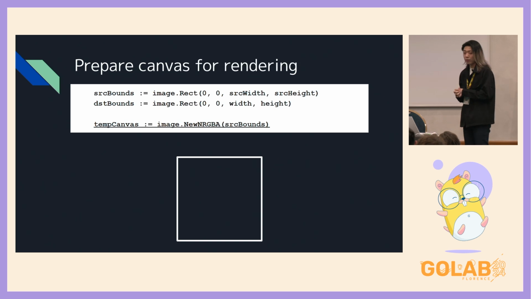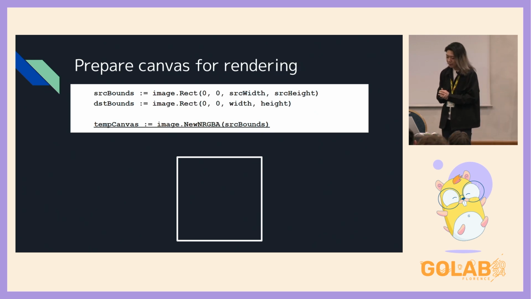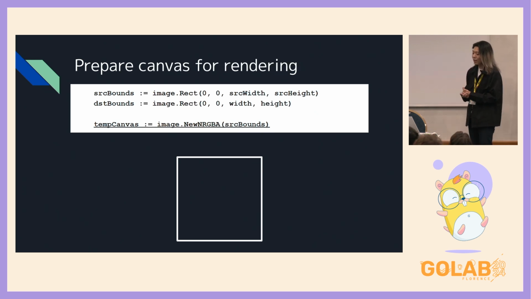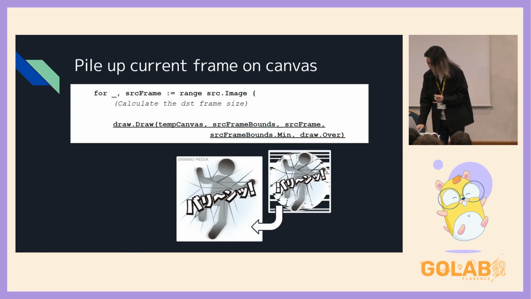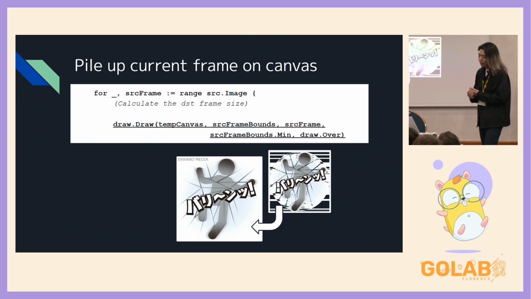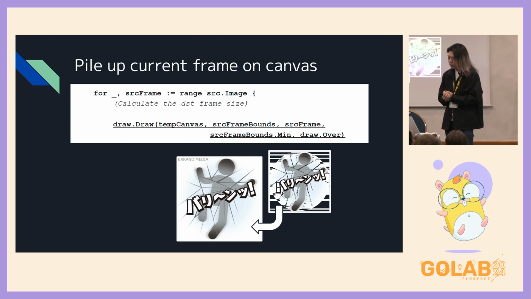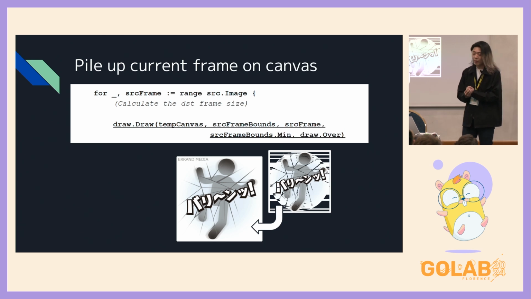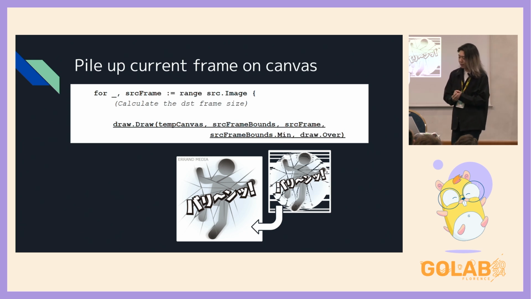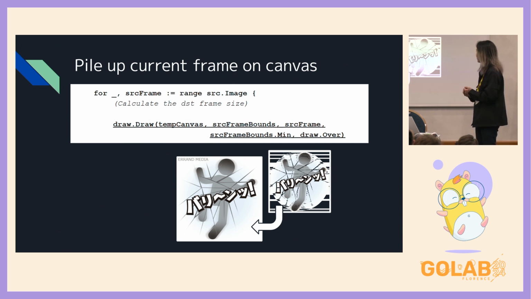So here's the code for this approach. First, we prepare a canvas for rendering, called temp canvas here, that will hold entire rendered frames. The size of this canvas is the same as the source image, as you can see. And in the for loop, we pile up the current frame onto the canvas using the draw function. We use a draw over operator to ensure that each frame is drawn on top of the previous one, preserving the previous frames while adding the current one. So this builds up the rendered frames step by step.